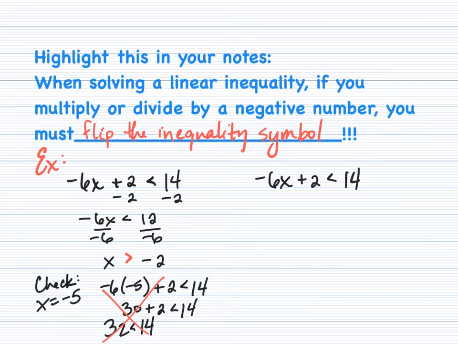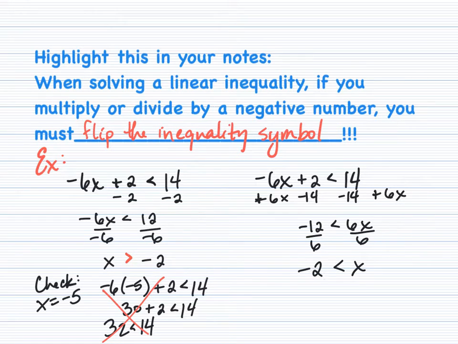Alternatively, what I can do is make sure I don't have a negative with my x. So I can add 6x to both sides, subtract the constant to get it to the other side. So I've got negative 12 is less than 6x. Divide by 6, we have x is greater than negative 2, or negative 2 is less than x.